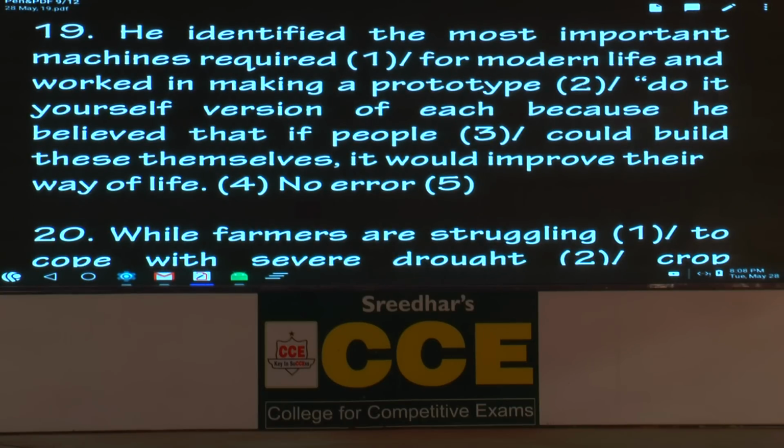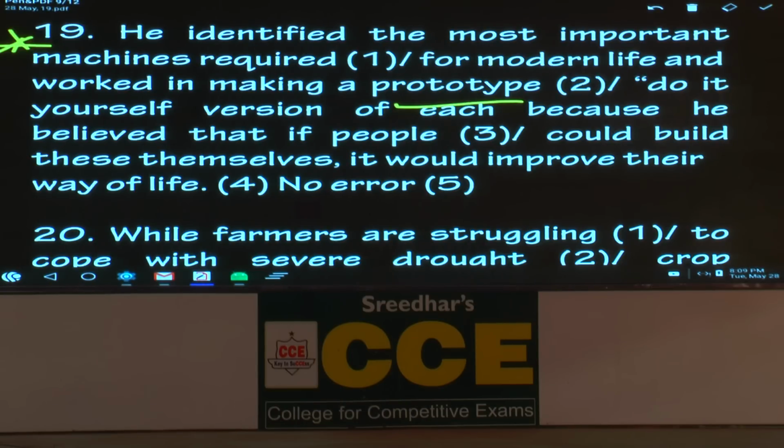Question number 19. He identified the most important machines required for modern life and worked in making a prototype. Please underline the word prototype. The first model, from which other models are created. Do-it-yourself version of each, because he believed that if people could build these themselves, it would improve their way of life. This is a very difficult question. Please put a star mark. Where is the error? I will give you the option. Does anyone say second part is an error? Second part, what is the error?